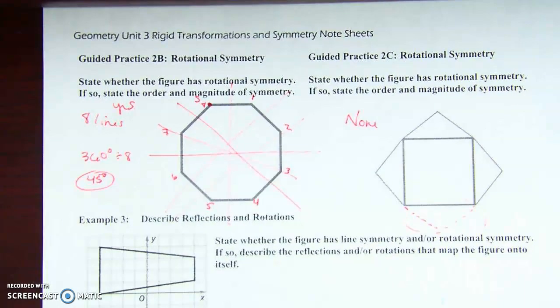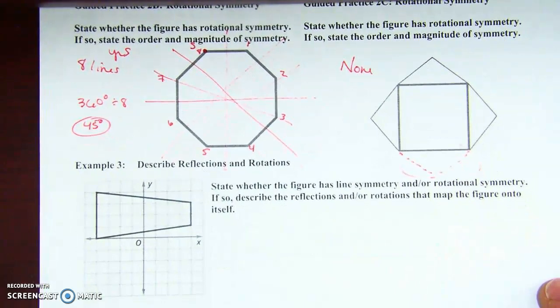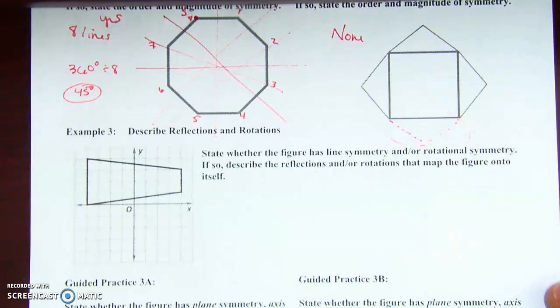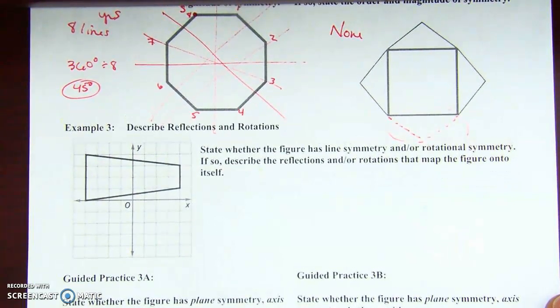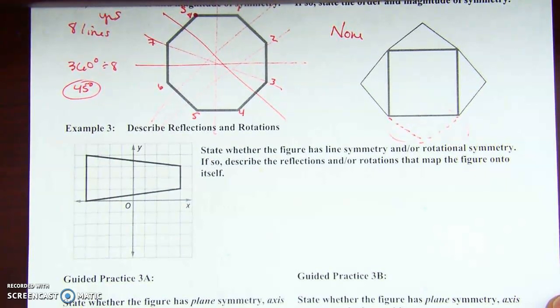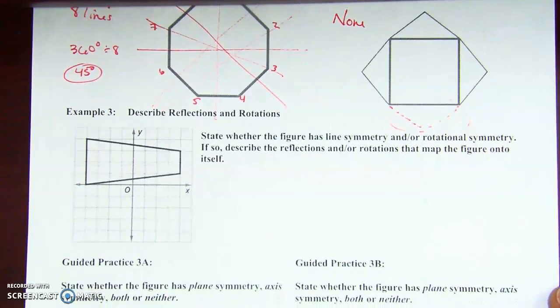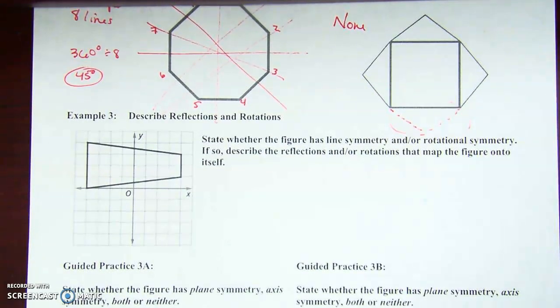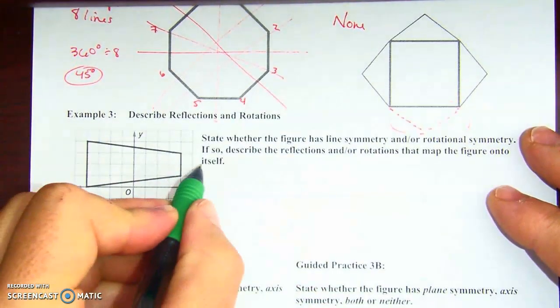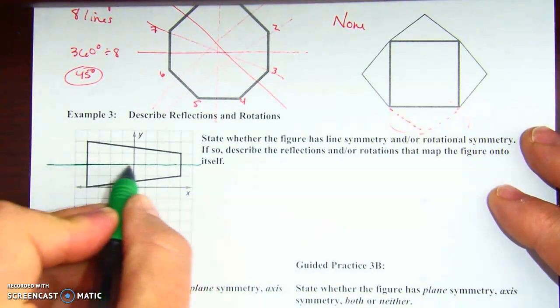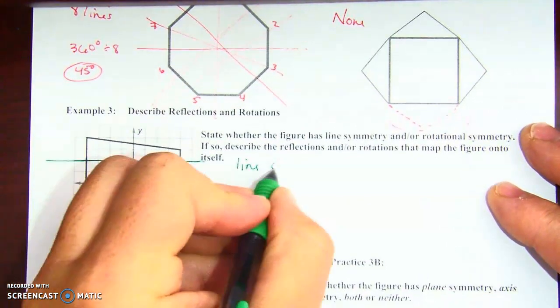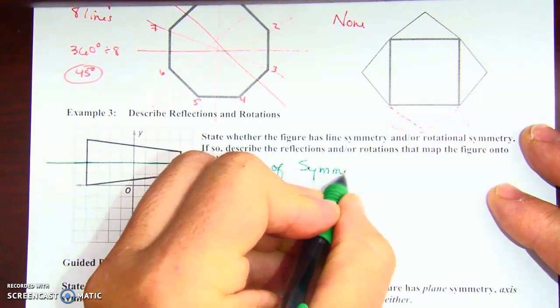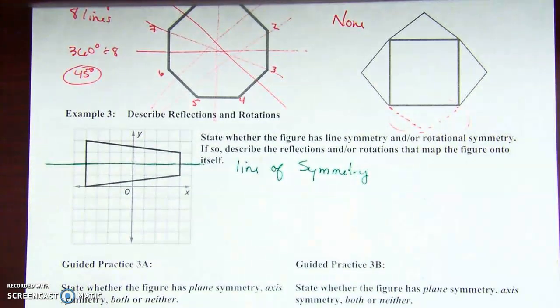All right, now going down to example 3, describe reflections and rotations. Here it says state whether this figure has a line of symmetry or rotational symmetry. If so, describe the reflection or rotations that map the figure onto itself. Okay, so can you see if this one has a line of symmetry, and if it does, can we rotate it? Okay, there is one right here. That one line we can do, because we can do this is called a what? Line of symmetry.